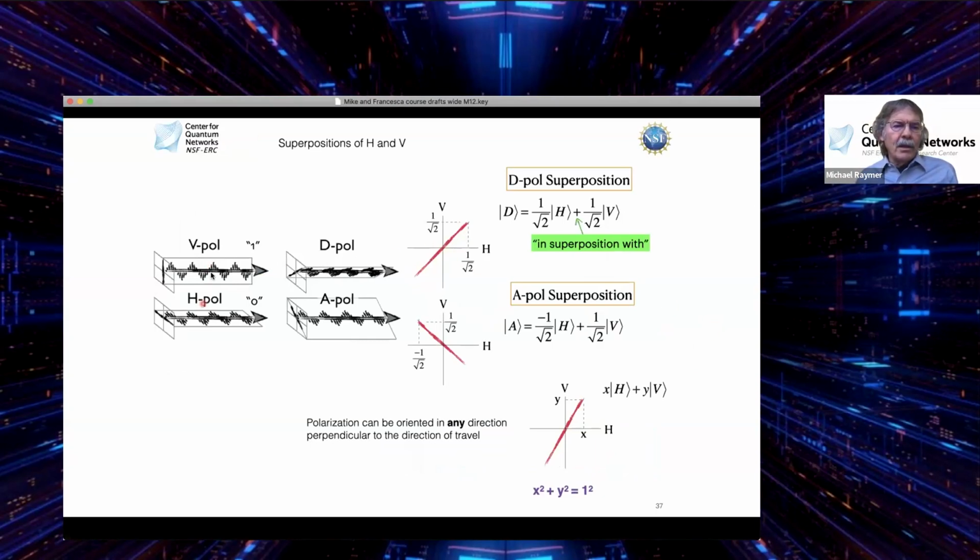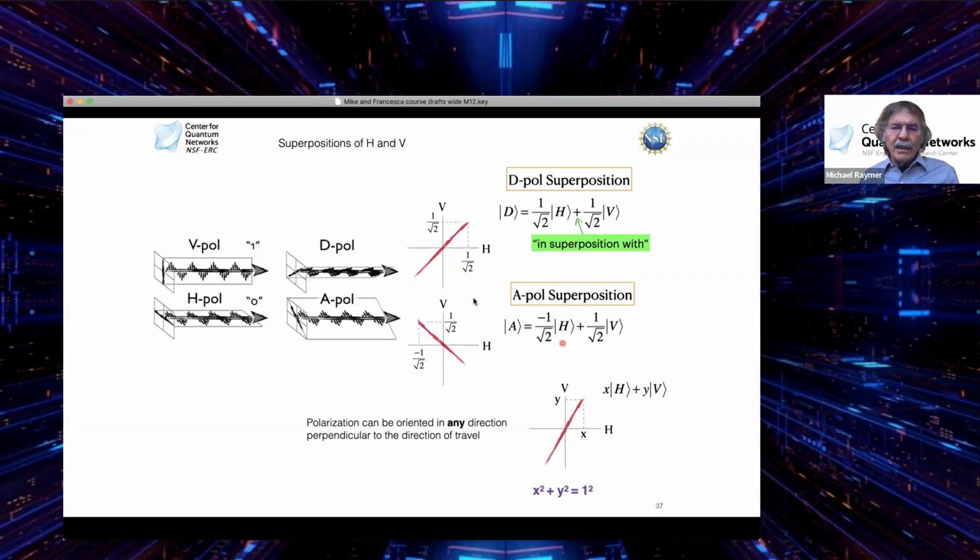Okay, now I'm going to take this cartoon and talk about the D and the A and represent it by a little graph here. So looking edge on or end on to the photon, if the electric field is oscillating in a positive diagonal direction, we call that D polarization. If it's anti-diagonal at minus 45, we call that A polarization. Notice if I think about a graph, the H component is equal to the V component. They're both positive. In fact, they're 1 over root 2 because x squared plus y squared has to equal 1 according to the probability rule. So each value has to be 1 over the square root of 2. And the plus means in superposition with.